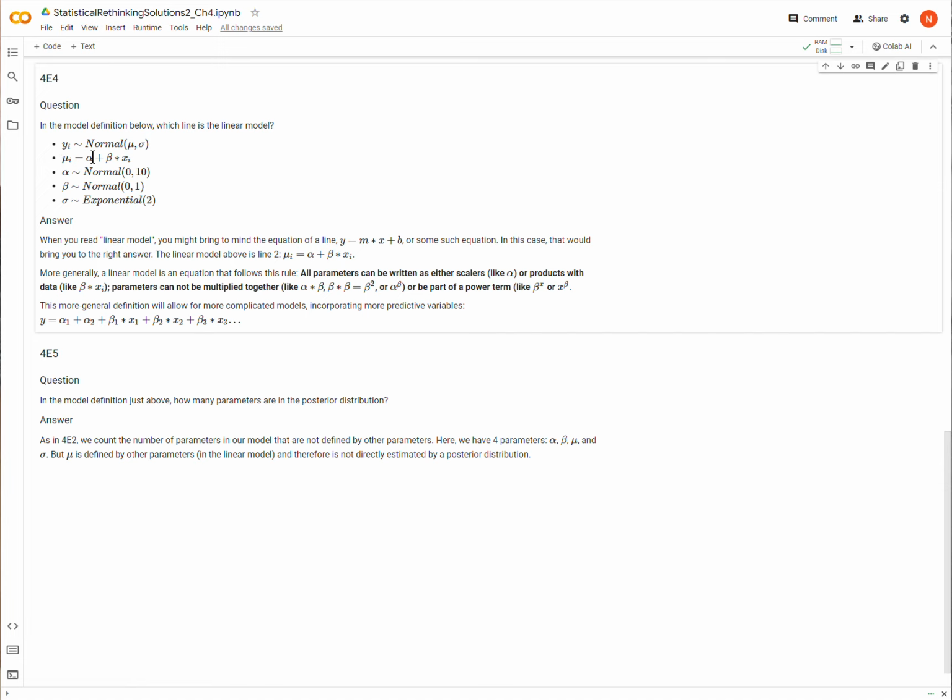So our posterior will not estimate directly a posterior distribution for mu. We can't, but it is implied, because we will get posterior distributions for alpha and beta, and we already know x. X is the part of the data that we observed. And so we'll be able to infer a posterior distribution for mu, but our model will not kick out a posterior distribution for mu. So for 4E5, we have 3 parameters that are going to be in the posterior: alpha, beta, sigma.